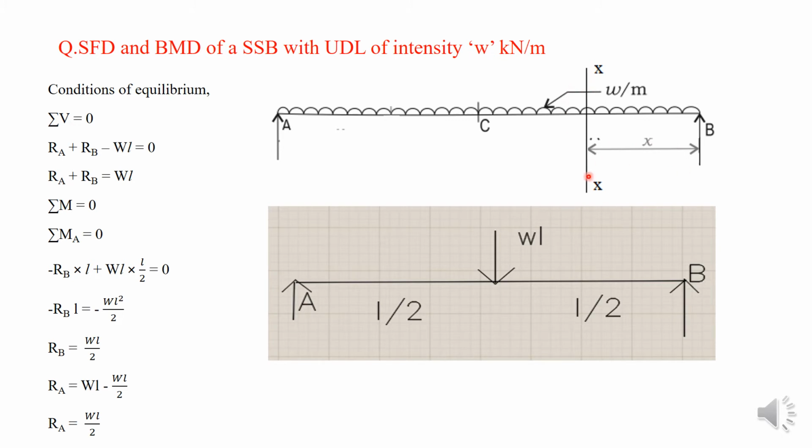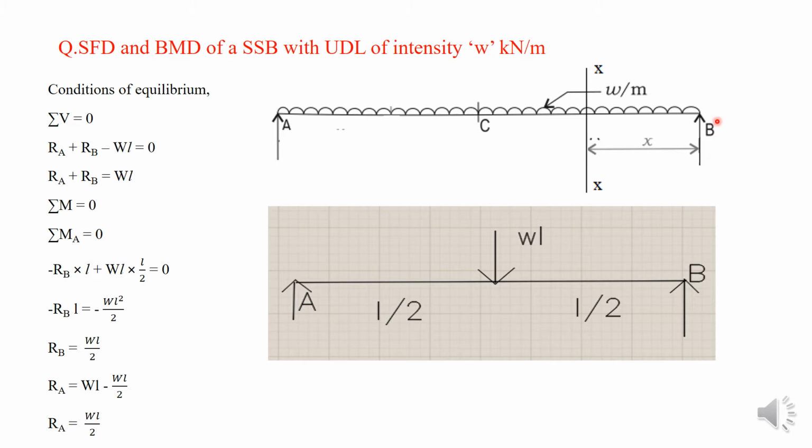So before that, find out RA and RB. Since it is W and the length is L meter, W into L is the equivalent point load, and therefore WL by 2 will be acting here, and WL by 2 will be the reaction at B. So RA equal to RB equal to WL by 2, from solving the equations of equilibrium.